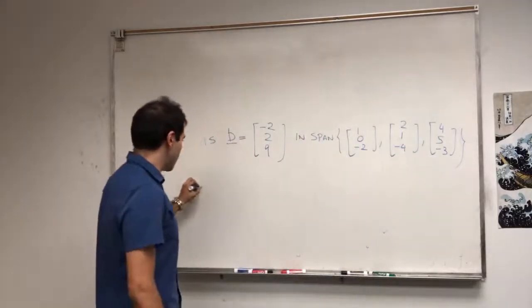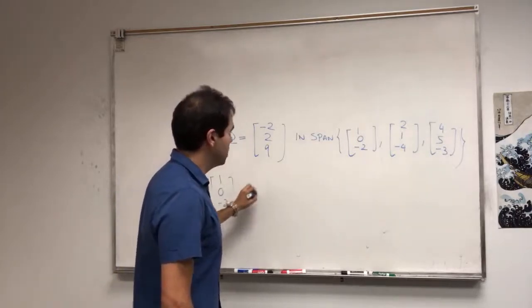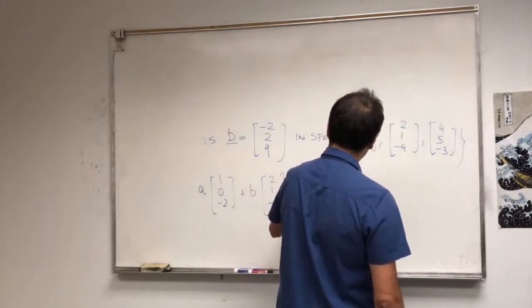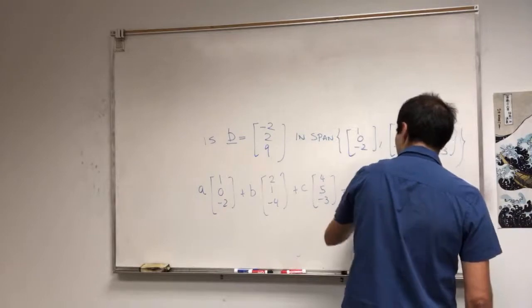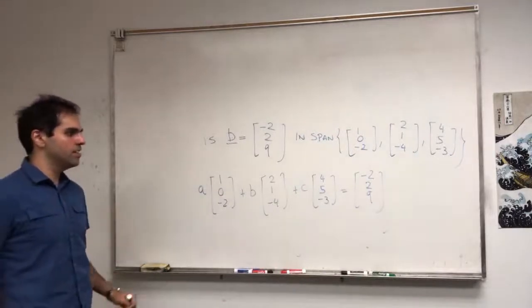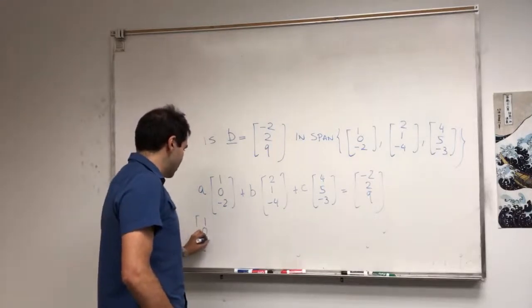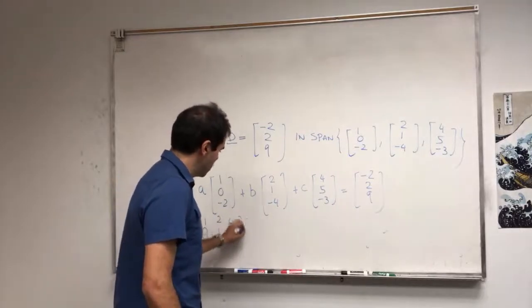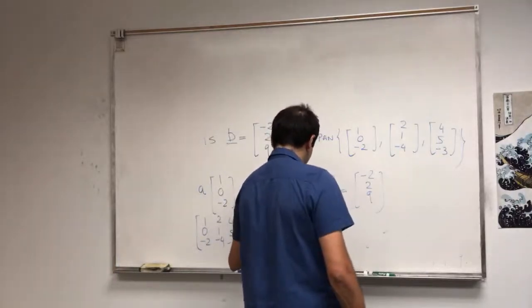So in other words, are there a, b, and c such that a times 1, 0, minus 2 plus b times 2, 1, minus 4 plus c times 4, 5, minus 3 equals minus 2, 2, 9. And essentially, the question is, are there a, b, and c such that this is true? So in other words, what we want to ask ourselves is, is this system consistent? In other words, does this system have a solution?